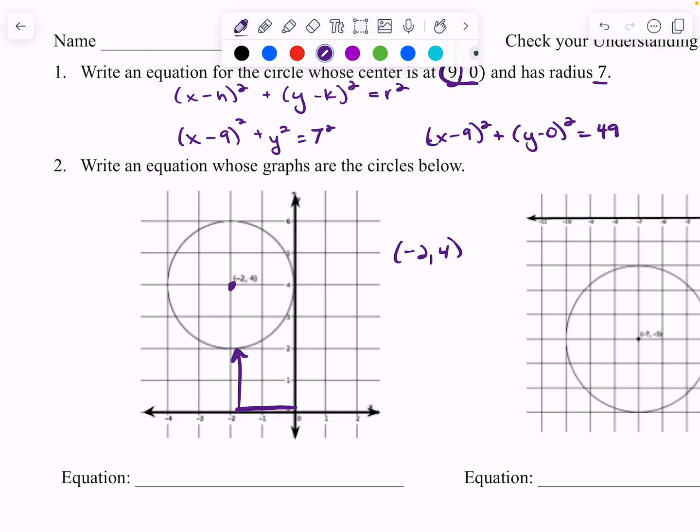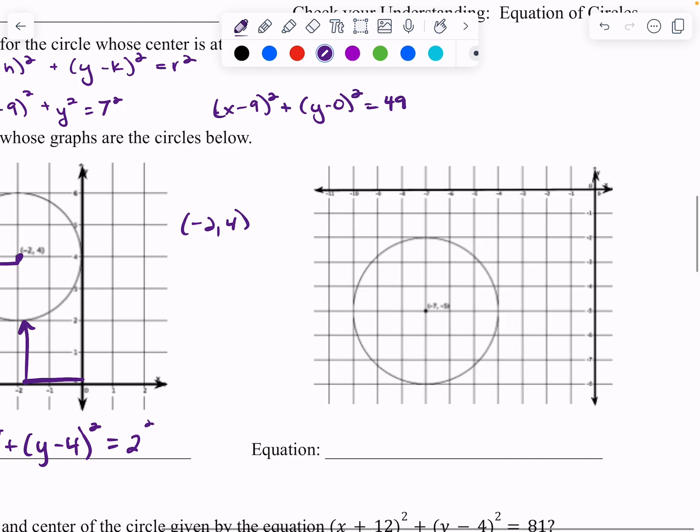So again, same idea here. I'm going to start with x, and I'm going to have to do plus 2 since it said minus 2. And I'm going to do minus 4 since it says plus 4. And then on this one, I actually have to count my radius here. So I can see that this radius is 2. So I'm going to write this as 2 squared. Again, you could have written that as 4.